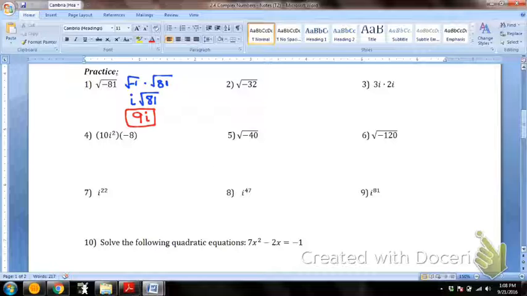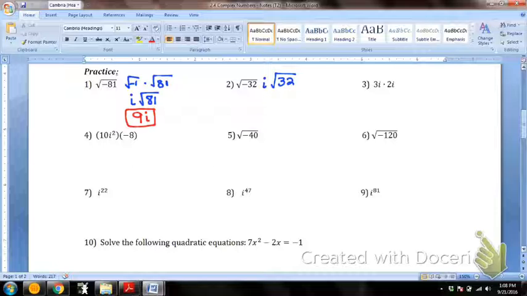So let's look at number 2. What might be the first thing we should do on number 2? Pull out the square root of negative 1, which means I'm pulling out an i, right? So I'm really writing this as i square root of 32. And now we practiced yesterday breaking down the square root of 32.